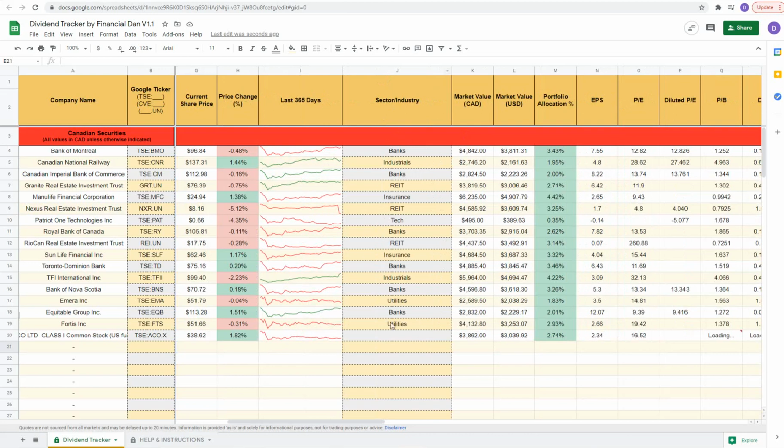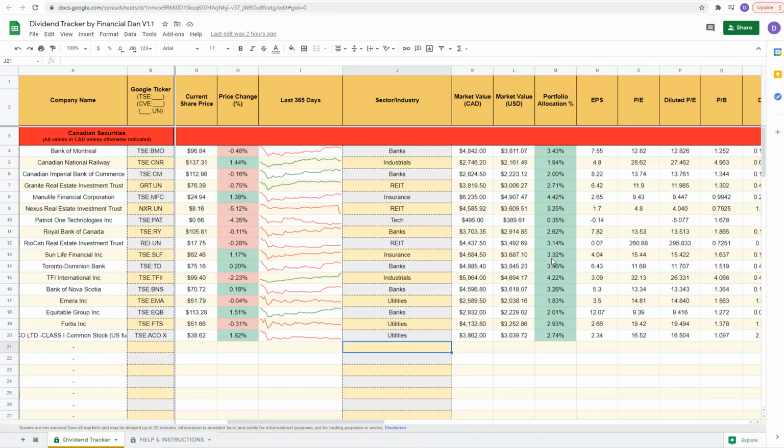Now, sector and industry, what this column is for is those pie charts down at the bottom of the spreadsheet. They'll use this information to give you different income and portfolio allocation information based on sector and industry. So since ATCO is a utilities company, we'll enter in utilities. The next two columns will just give you the market value of each individual holding in both Canadian and US dollars. And then after that, you'll find the portfolio allocation column, which will just break down your holdings as a percentage of your total portfolio.